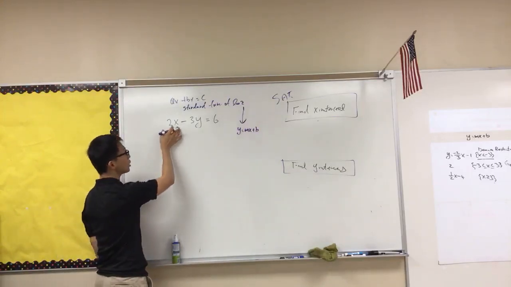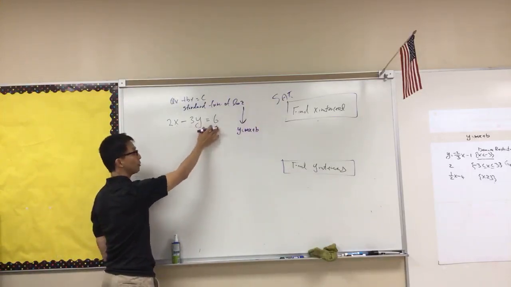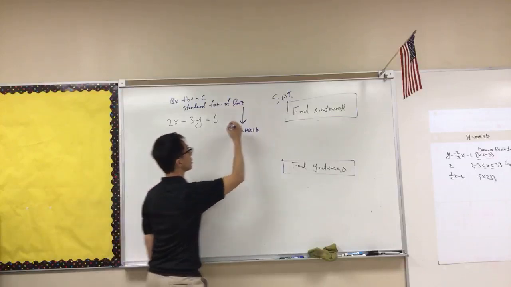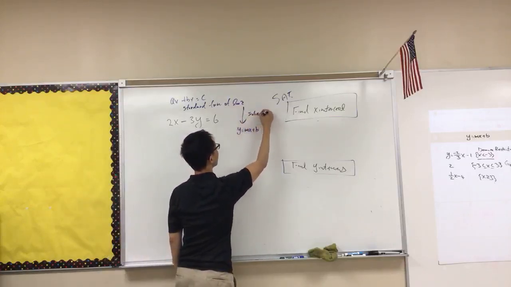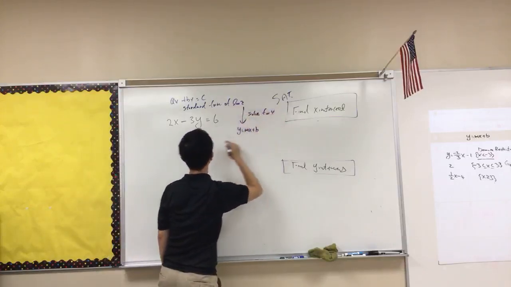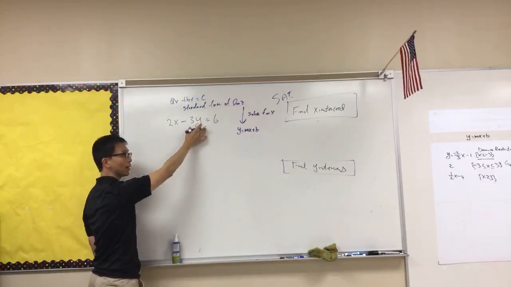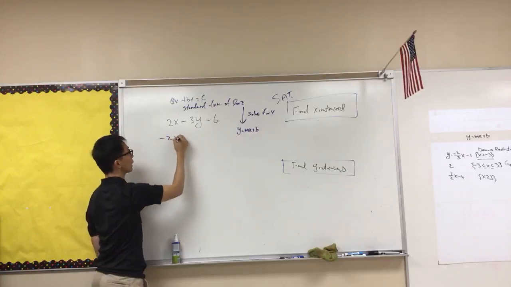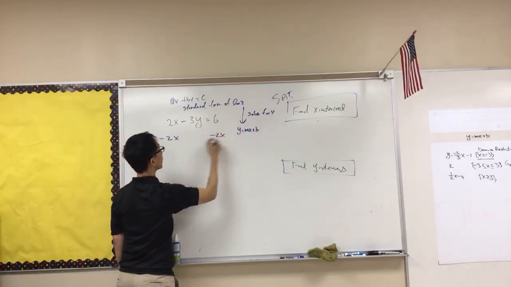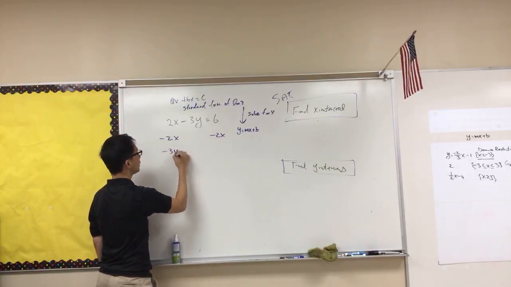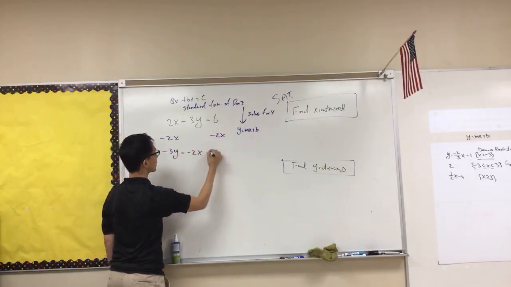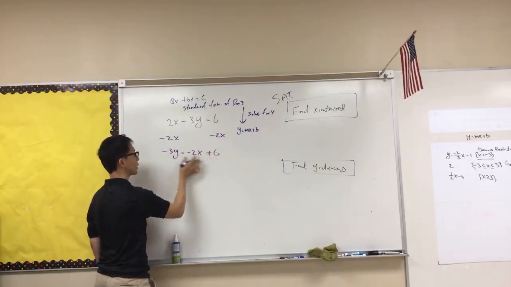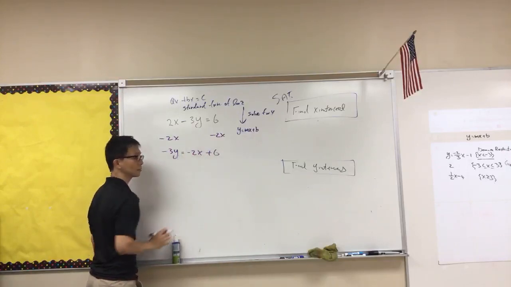Now what you do is you solve for y. Just like before, you try to isolate the y. So you need to get rid of 2x. What do you do? Add or subtract? Subtract 2x. And I'm going to get minus 3y is equal to negative 2x plus 6. I write the order this way because it's y equal to mx plus b.